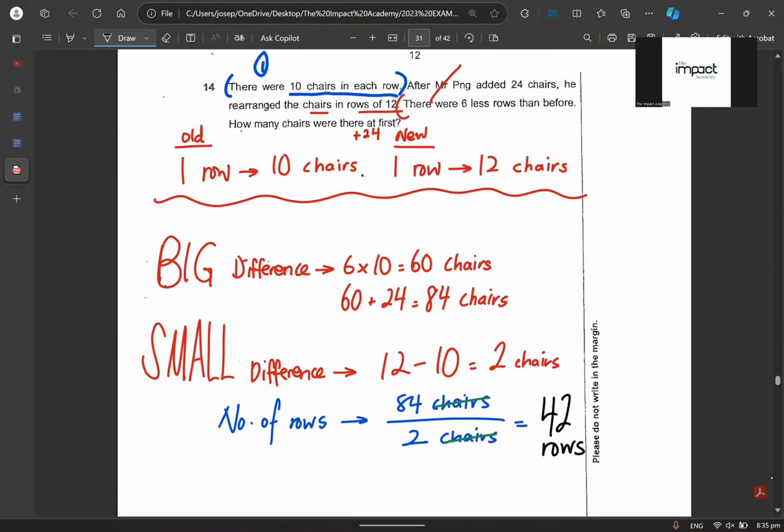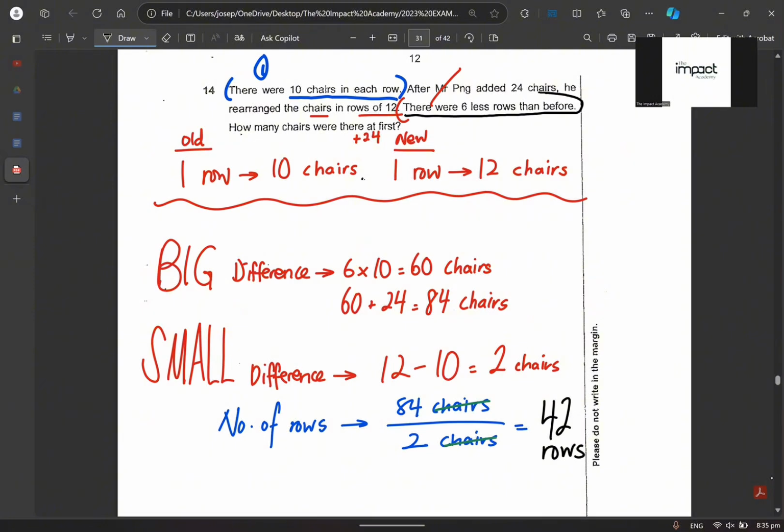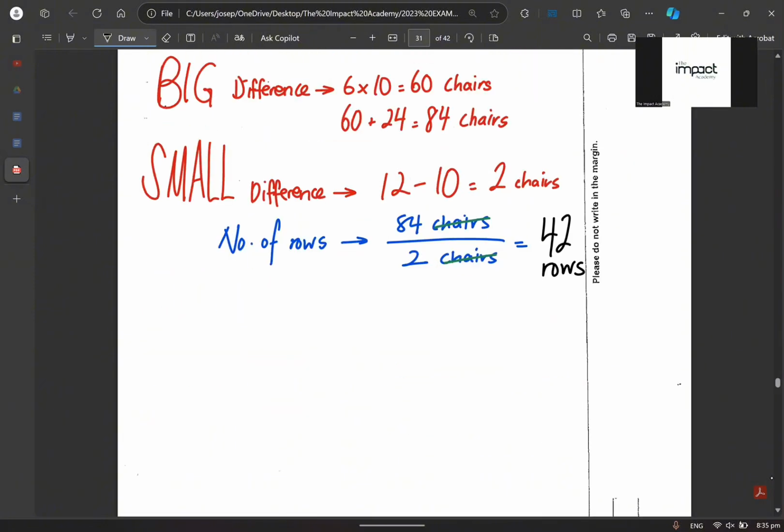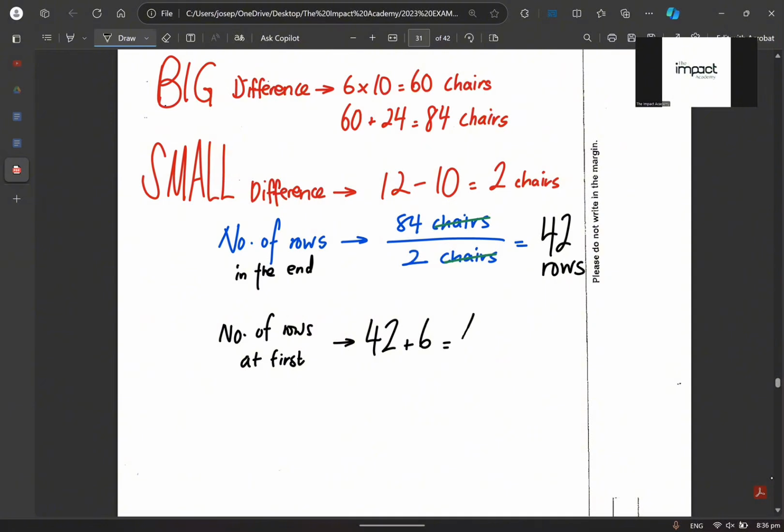You realize that this question says what? There were 6 fewer rows than before, right? So that is the number of rows in the end over here. What about the number of rows at first? So first you have to add in. You agree or disagree? Number of rows at first will be 42 plus 6, which equals 48 rows. Am I making sense or not making sense?